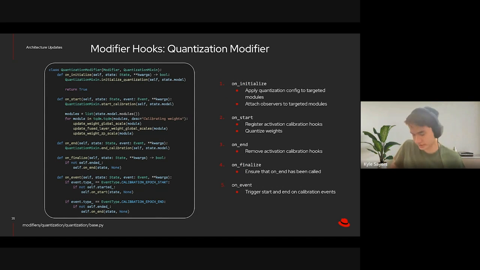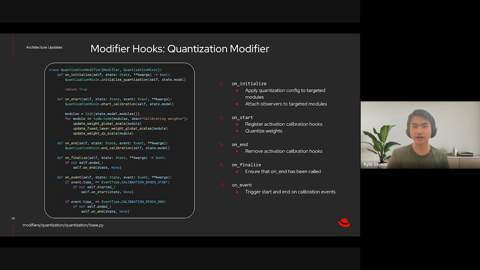I'll go really quickly through two examples. The first example is the quantization modifier. This is a core modifier that implements the round to nearest algorithm. In on initialize, it takes a quantization config that the user has specified and attaches that config to the model itself. It makes sure that each of the modules being targeted has a scheme attached to it, and this is used for future steps.